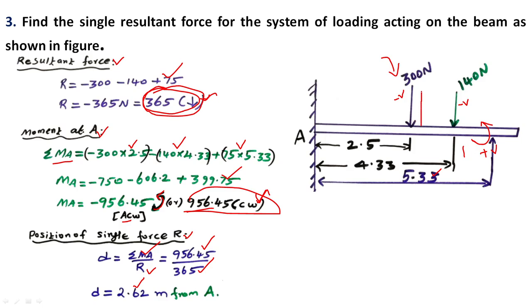This 365 Newton load acts at a distance of 2.62 from point A, from support A. So the 365 Newton load acts at a distance of 2.62. This is the final answer for the given problem. Thank you.